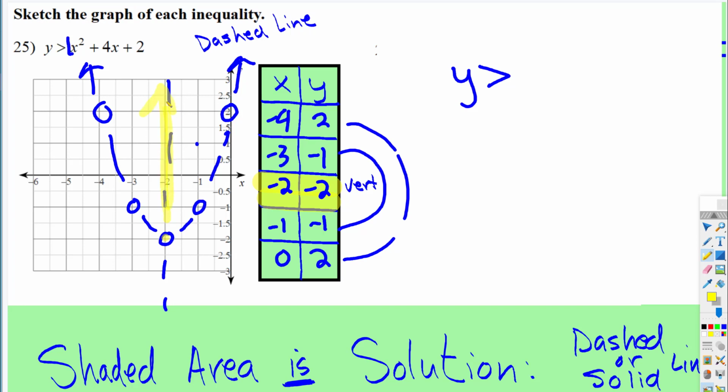Right here on the y-axis, where do the y's get bigger? Above. Well, above falls inside the parabola, so you shade everywhere on the inside. Sorry about that near disaster of a mistake. All right, that's it.